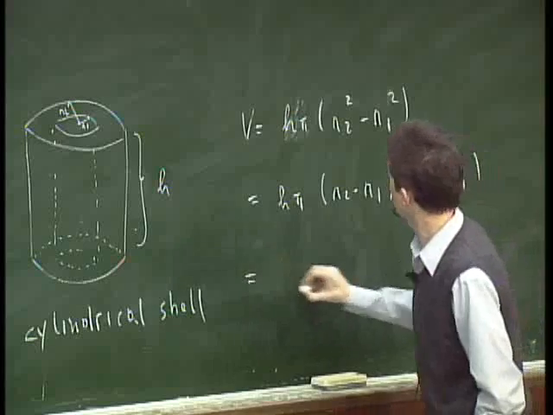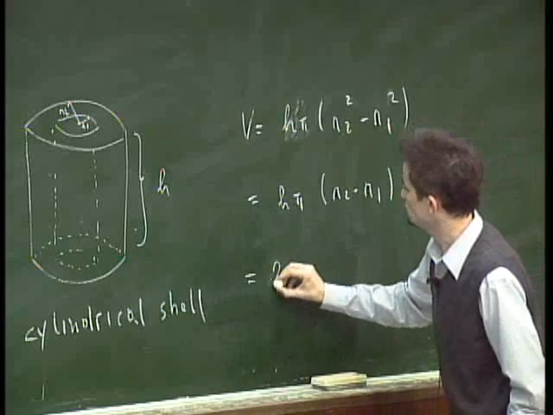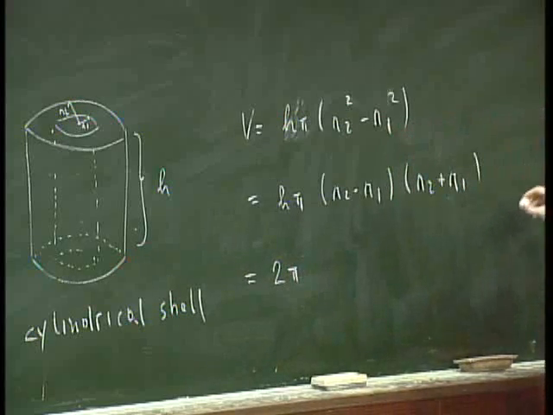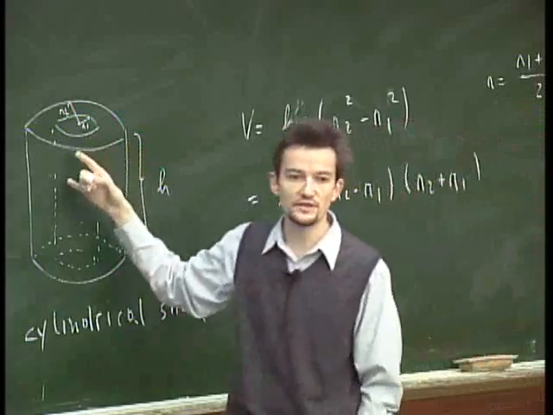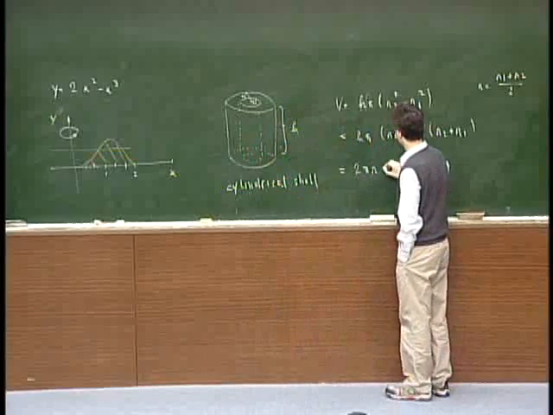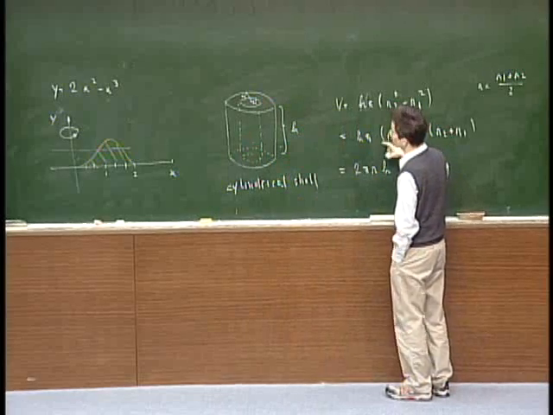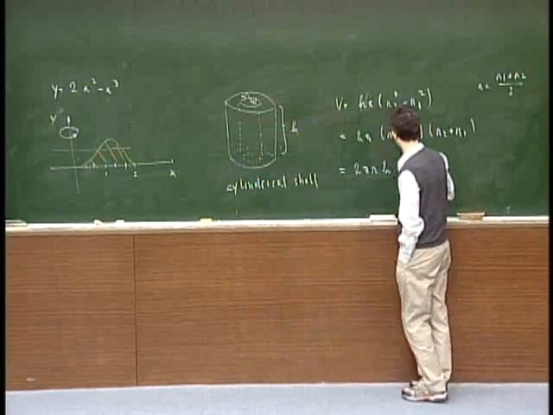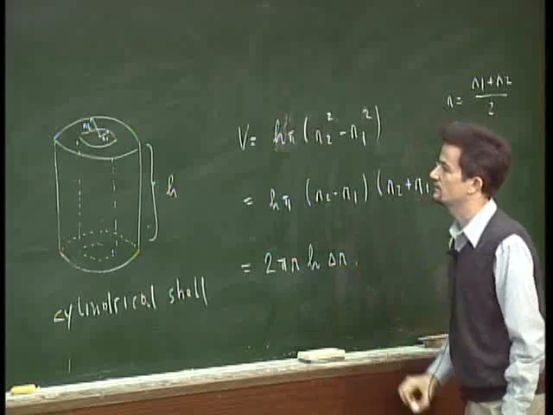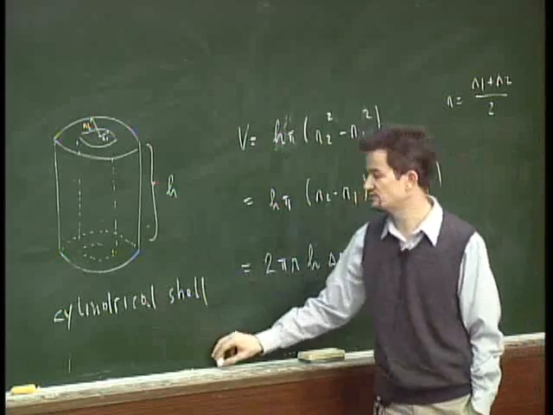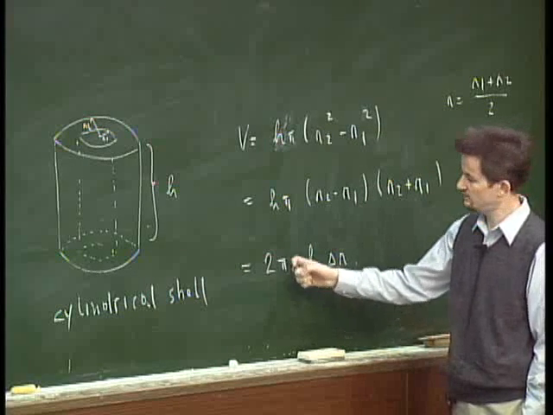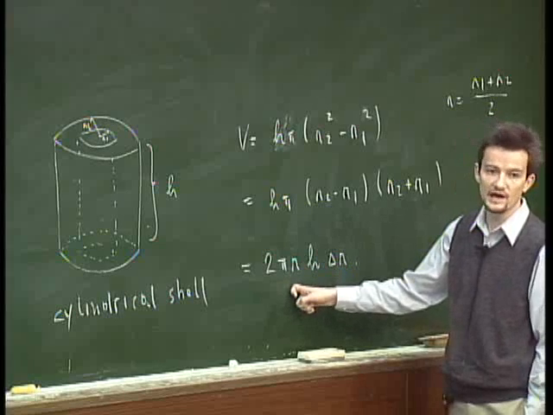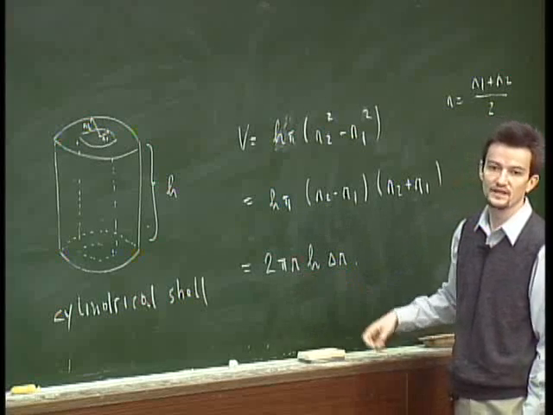So actually, for convenience, we will write this as 2 times pi times, and we will call this here the average radius, R, times h times, and this here is the thickness of the shell, so we will call this delta R. So the volume of such a cylindrical shell is computed by the average circumference, the circumference of the circle with radius R, times the height times the thickness.